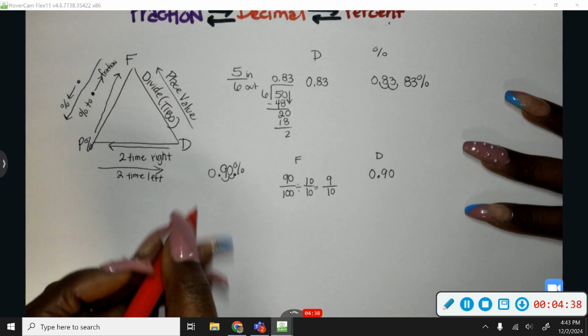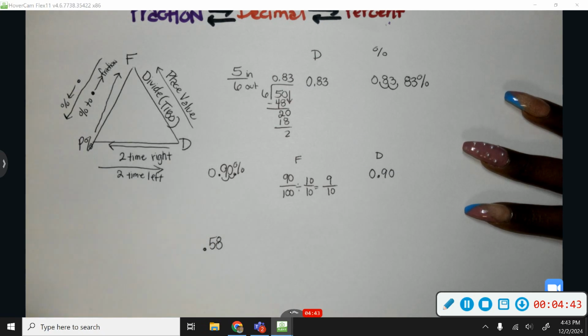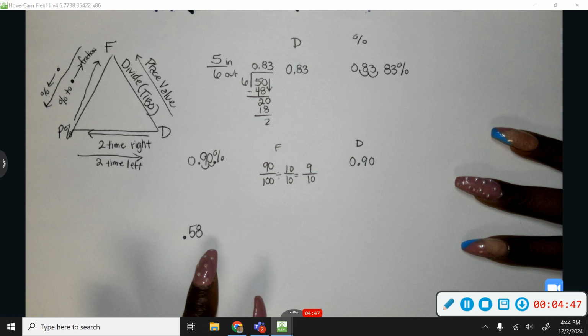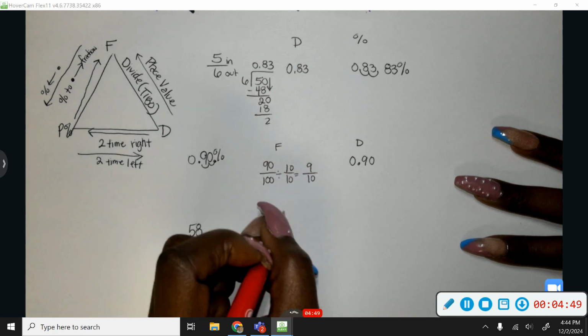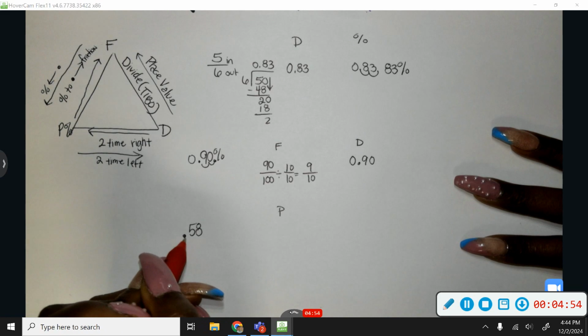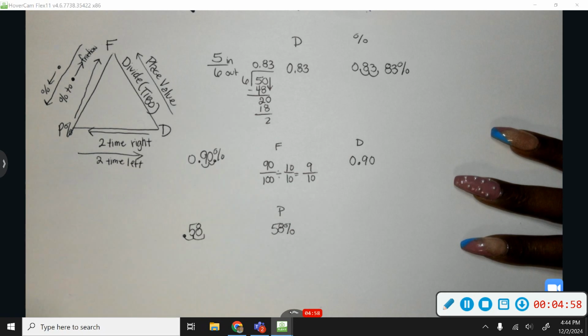So let's say we start with a decimal this time, 58 hundredths. Okay, so again, 58 hundredths. Let's turn this into a percent. I'm going to do so by again moving it 2 times to the right. 1, 2, 58%.